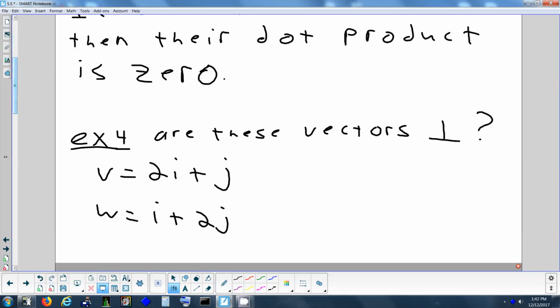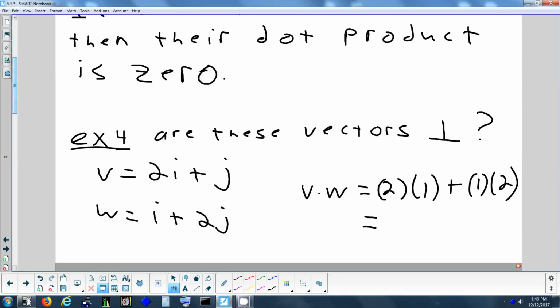So let's see if these two vectors are perpendicular. What's the shortcut to check if they're perpendicular? To see if their dot product is 0. Yep, what's the dot product here? 2 times 1 plus 2 times 1 times 2. So those plus those. So we got 4. So, are those vectors perpendicular?